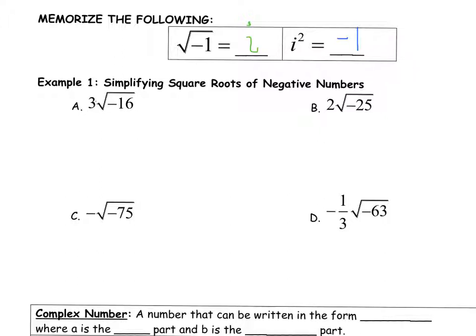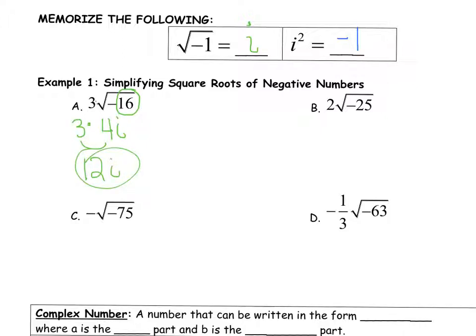The first thing I'm going to do is rewrite the 3 with a multiplication sign because that 3 is just being multiplied out front. The square root of -16 is imaginary, but the square root of 16 is 4. And since it's imaginary, we'll put an i. And 3 times 4 is 12. So the answer here is 12i.